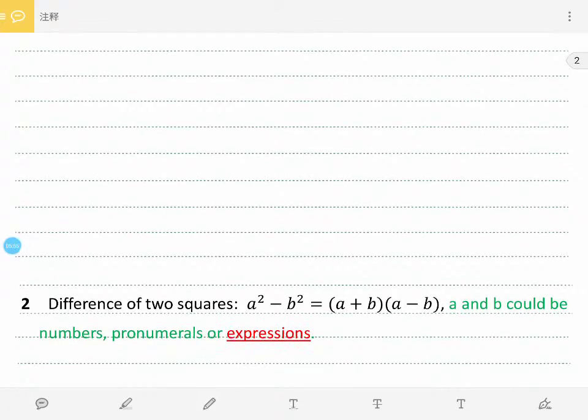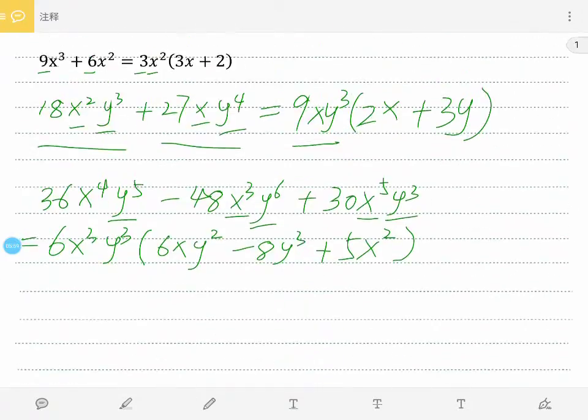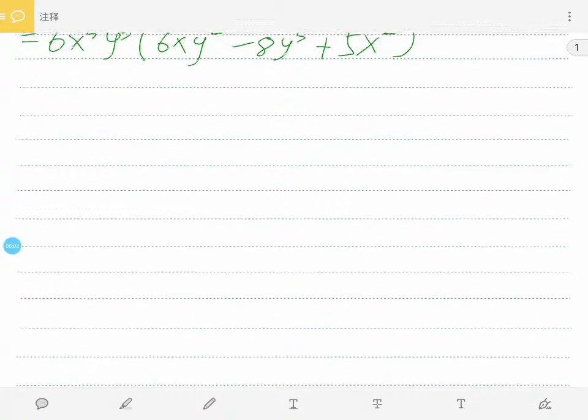Next. Before we go to the next section, we'll do some examples for polynomials here. The pure polynomials without any numbers.